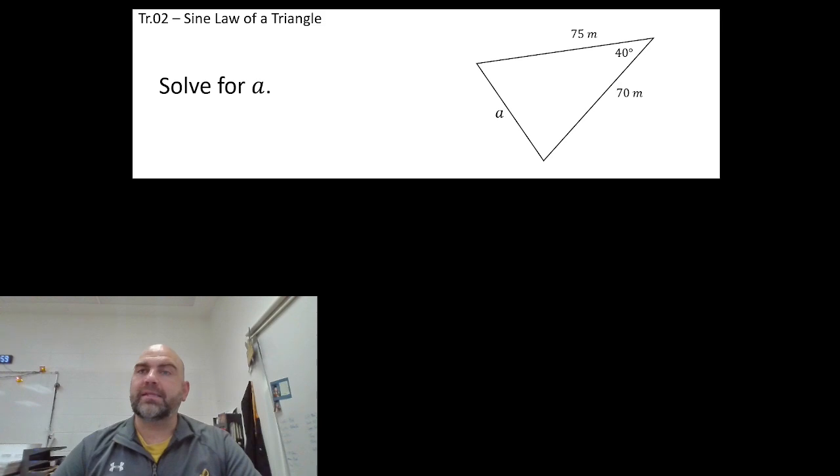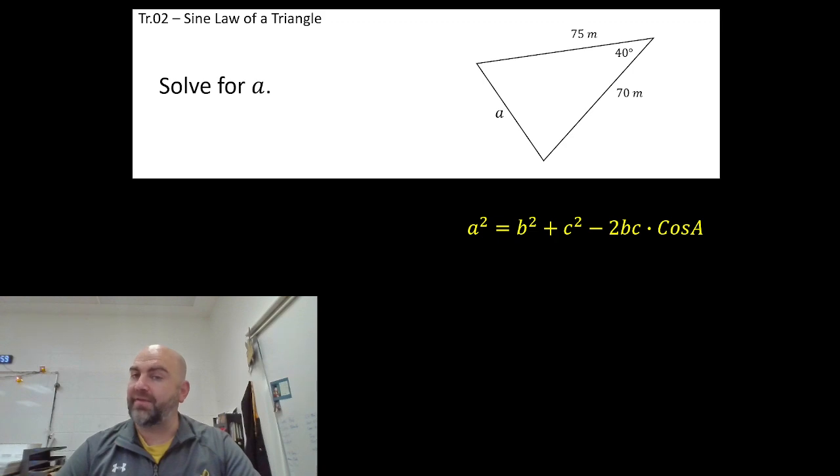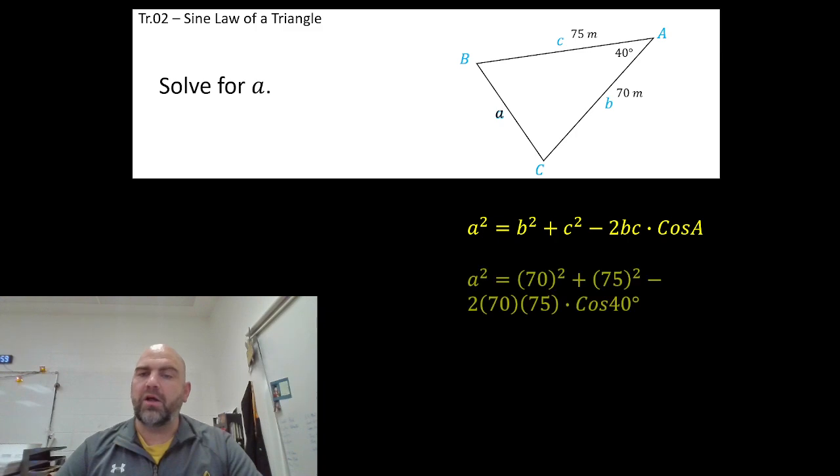All right, let's solve for this here. We are finding side A, so therefore I'm going to use a squared equals b squared plus c squared minus 2bc times cos of A. That means we have to label our triangle properly, and there we go. We have A, B, and C on the triangle, and plug all of our values in.